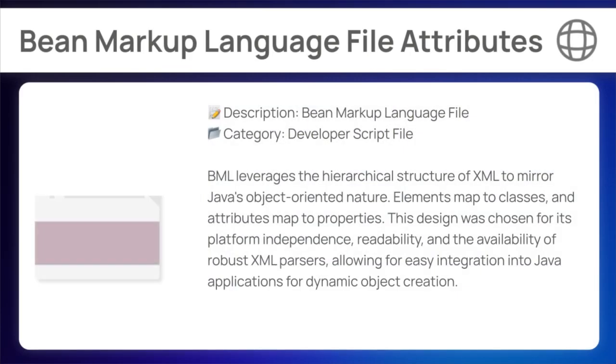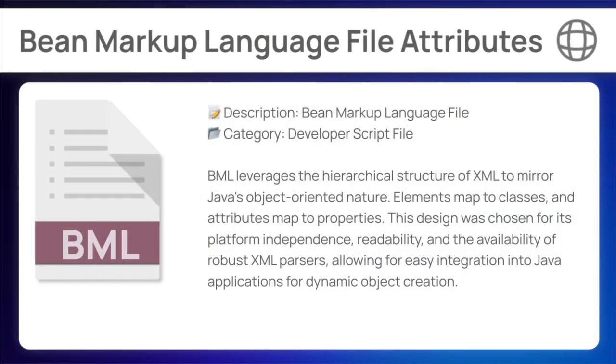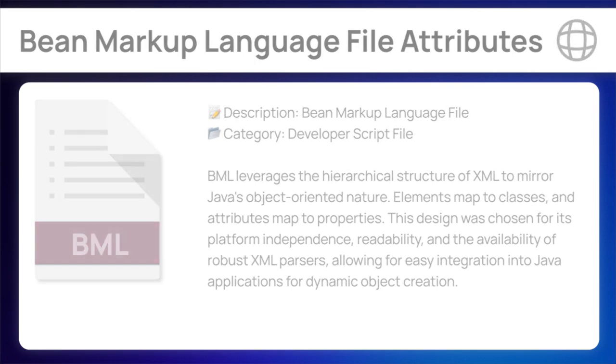BML leverages the hierarchical structure of XML to mirror Java's object-oriented nature. Elements map to classes and attributes map to properties. This design was chosen for its platform independence, readability, and the availability of robust XML parsers, allowing for easy integration into Java applications for dynamic object creation.